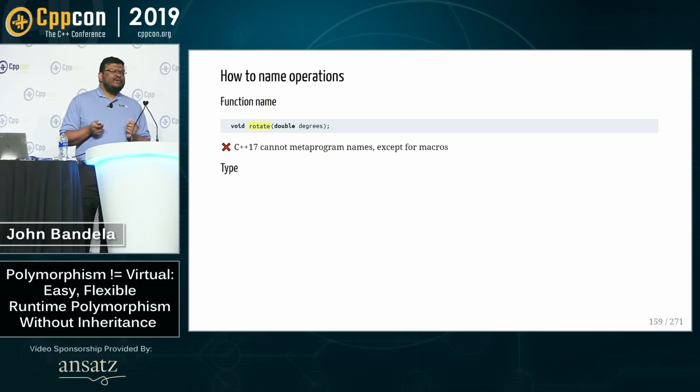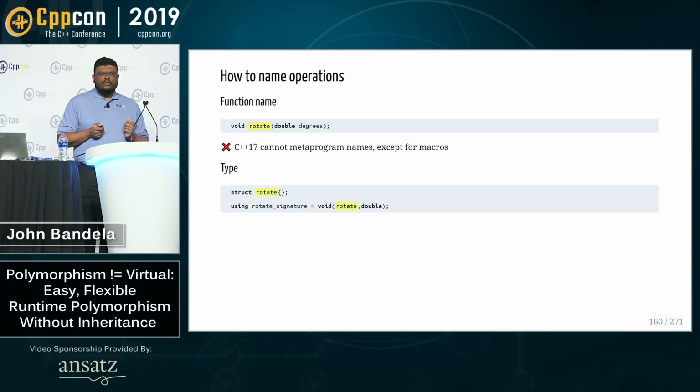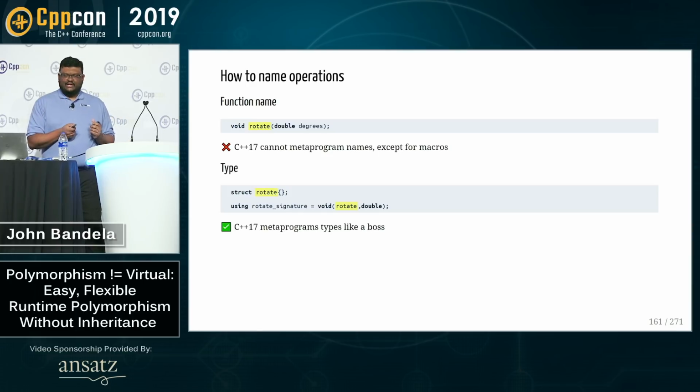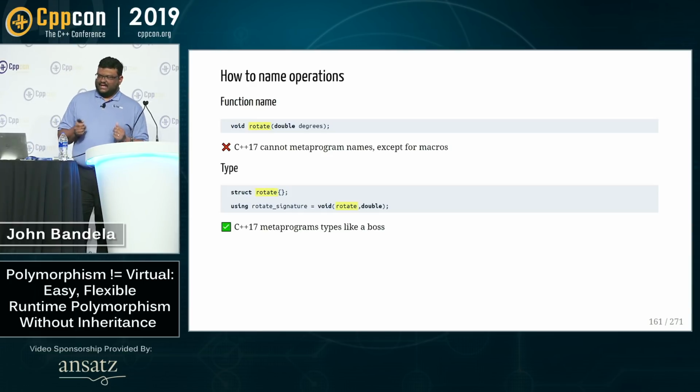However, if we name the operation with a type, rotate is no longer a function. We make it a struct. And then in our rotate signature, we encode the operation inside the signature. So now we've turned a function name, naming an operation, into a type. And if one thing C++17 is really good at, it can metaprogram like a boss with types.